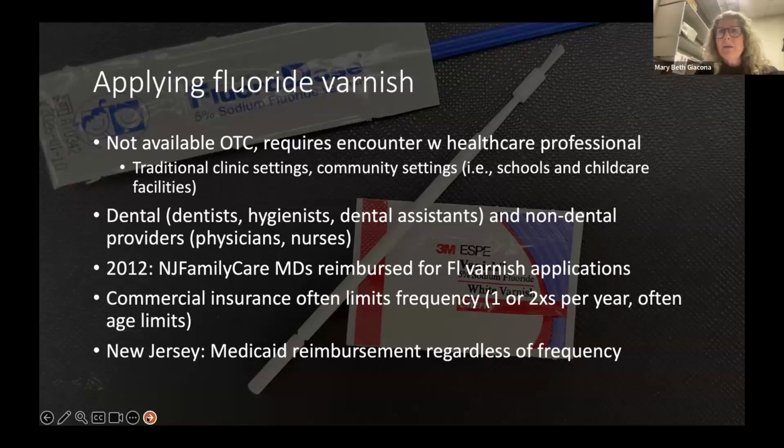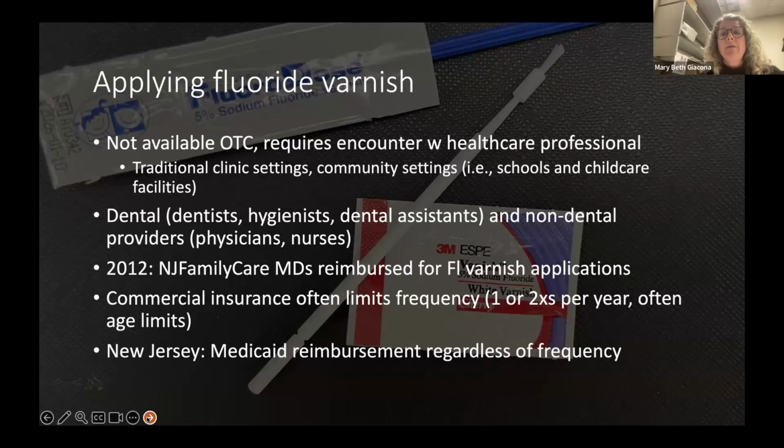So for some private insurance, and this is so arbitrary, right, when it comes to what insurance decides that they're going to reimburse for, typically it'd be like 14 or 16, if you're lucky, 18, and then they won't reimburse for fluoride varnish anymore. Here in New Jersey, I am actually kind of proud of our state for doing this, but our state Medicaid system for children under the age of 19 will reimburse the provider that applied fluoride varnish, no matter what frequency.